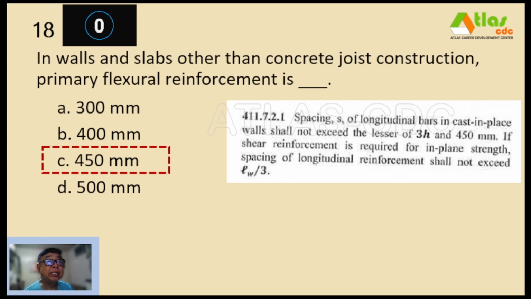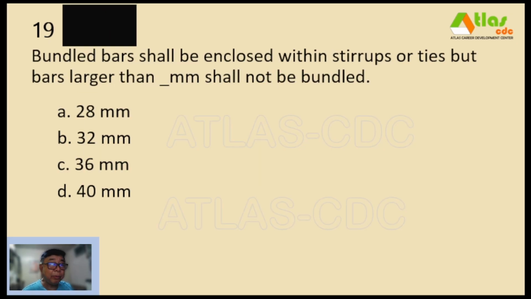So the spacing S of longitudinal bars in cast-in-place walls shall not exceed the lesser of 3/8 and 450 mm. And if shear reinforcement is required for in-plane strength, spacing of longitudinal reinforcement shall not exceed L over 3.